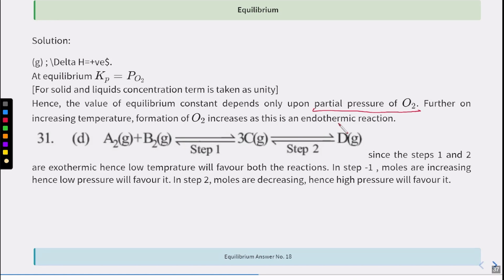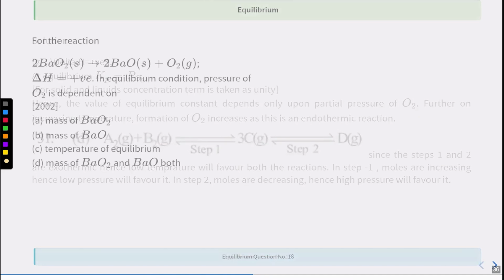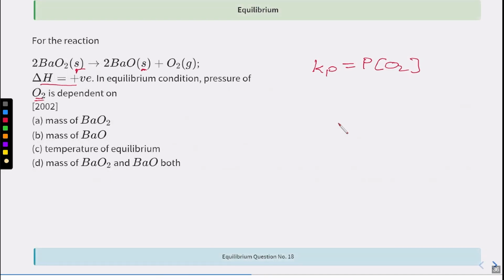And on increasing the temperature, formation of O2 increases, as it is an endothermic reaction. So this reaction is endothermic, and because of that, we are absorbing energy. If we are absorbing energy, this will be at low energy, so you have to maintain the surroundings at high energy so that there is always energy to absorb.